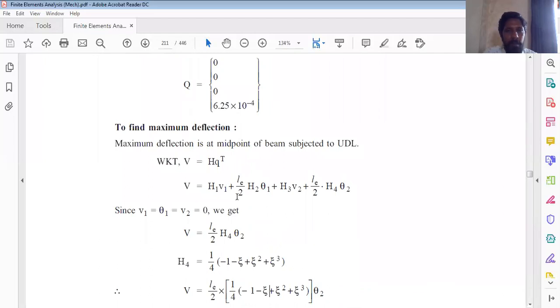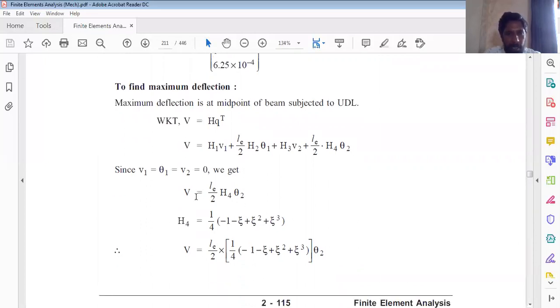So to find the maximum deflection for a beam subjected to UDL, definitely the maximum deflection will be at the center, where the value of zeta is equal to 0, as zeta varies from minus 1 to plus 1. I have just written the field variable where we are interested to find the maximum deflection, which is equal to Le by 2 H4 theta 2.